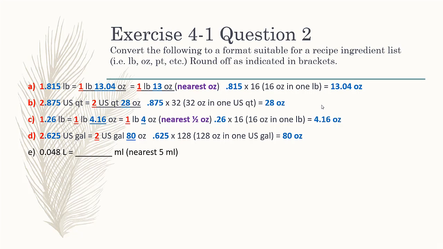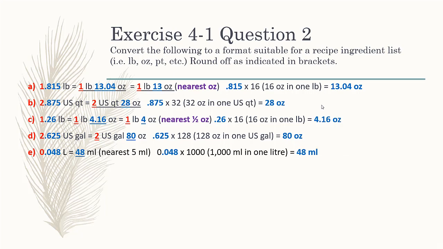Moving along, we have 0.048 liters, and we want to convert that into milliliters and round that off to the nearest 5 milliliters. Luckily, the metric system is quite simple. Here in this example, we have no whole liters. We simply deal with the decimal 0.048, and we multiply that by the amount of milliliters in a liter. Love the metric system. It's 1,000. 0.048 times 1,000 equals 48 milliliters.